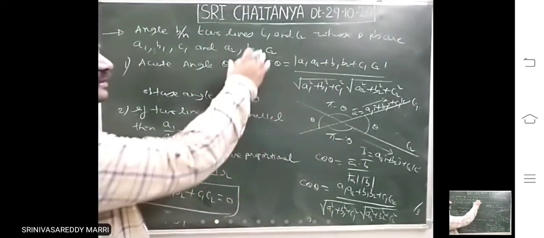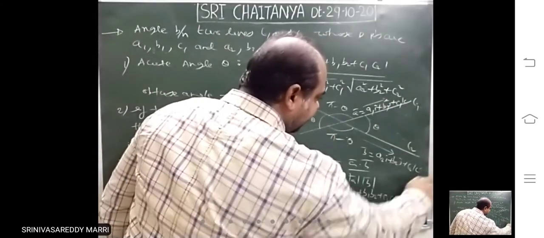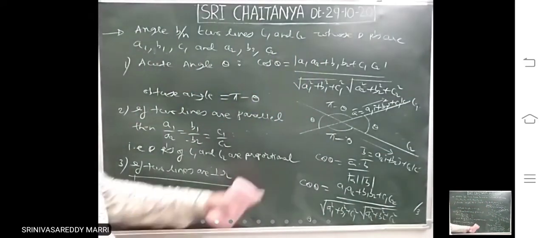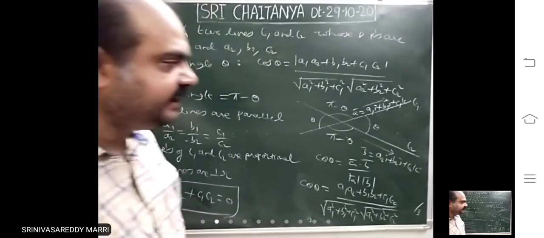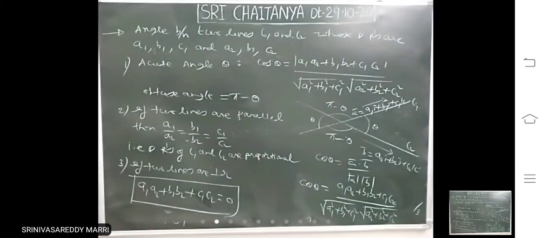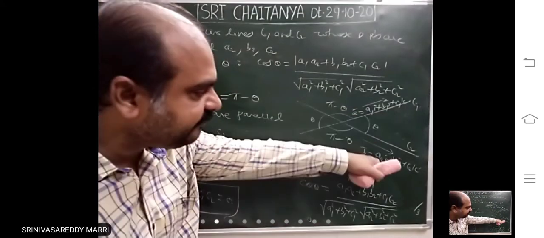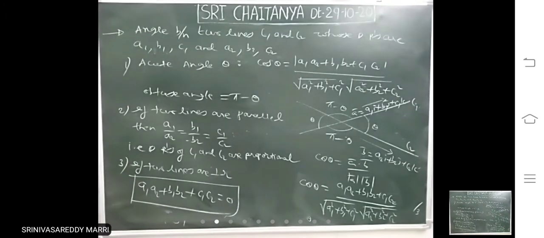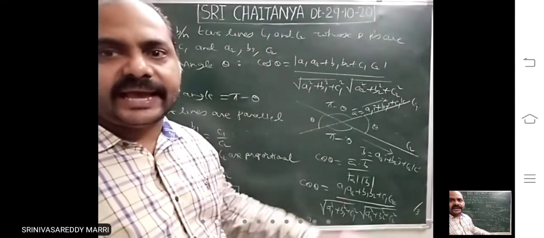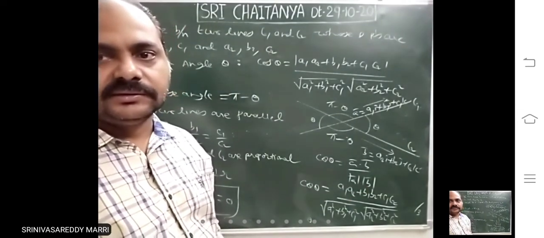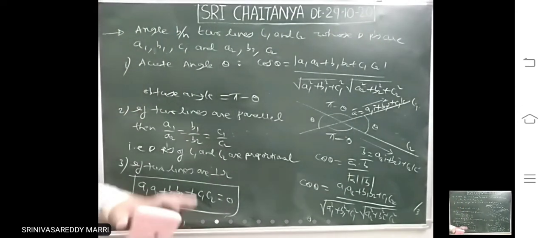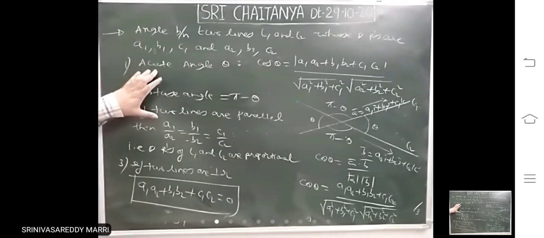Whenever two lines are there, take their direction vectors. The angle between two lines is nothing but the angle between those direction vectors. The angle depends on the direction only, not the magnitude. So in the first case, this is the acute angle and the obtuse angle.